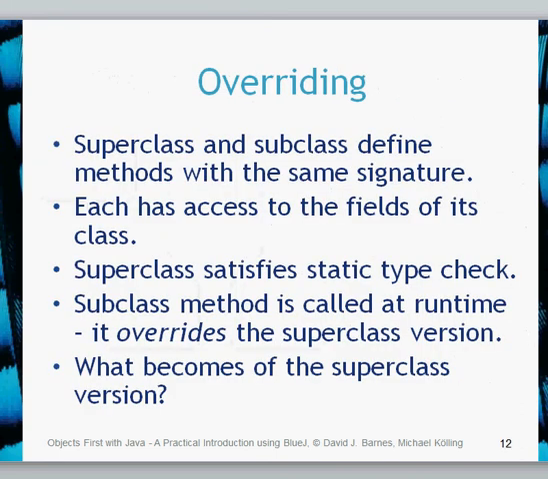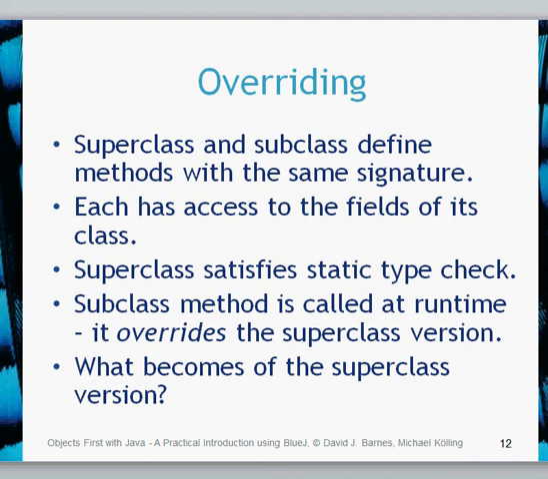So the superclass and subclass define methods with the same signature. They must have the same signature. And remember, this signature means that the parameter list effectively must be the same and the name must be the same. Each has access to the fields of its own class. So again, if the fields are private, then only that class will have access to it, even if it's inherited. The superclass will satisfy the static type, and the subclass method is called at runtime, and it overrides the superclass version. So what happens to the superclass version?